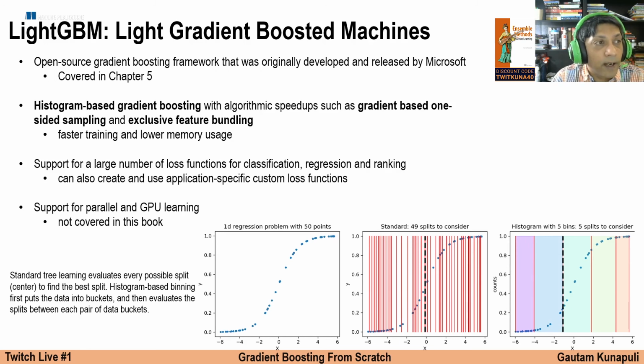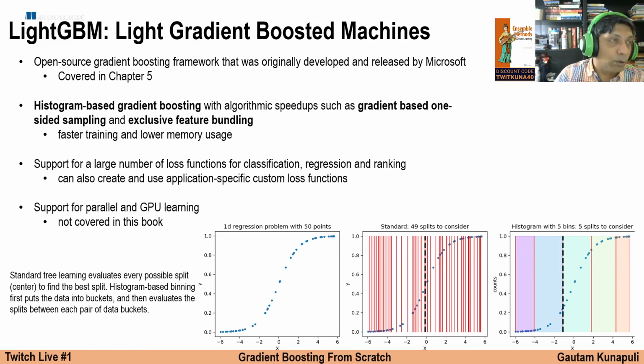Right. Another reason LightGBM is a great tool to play around with and use is because it supports a large number of loss functions for classification problems, regression problems, ranking, so also things like multi-class classification, ordinal regression, stuff like that. But most importantly, you can also create and use your own application-specific custom loss functions, right? So this is something that a lot of people do on Kaggle, for instance. There's a lot of application-specific work where people spend a considerable amount of time understanding the data, understanding the domain, and then trying to build loss functions that are tailored to those particular domains.